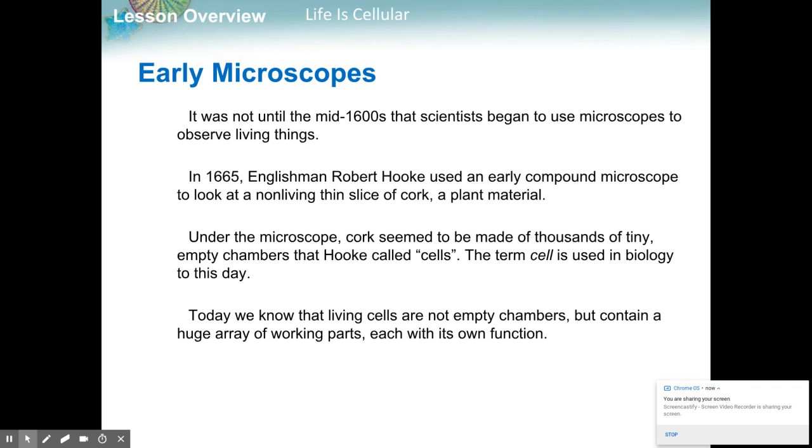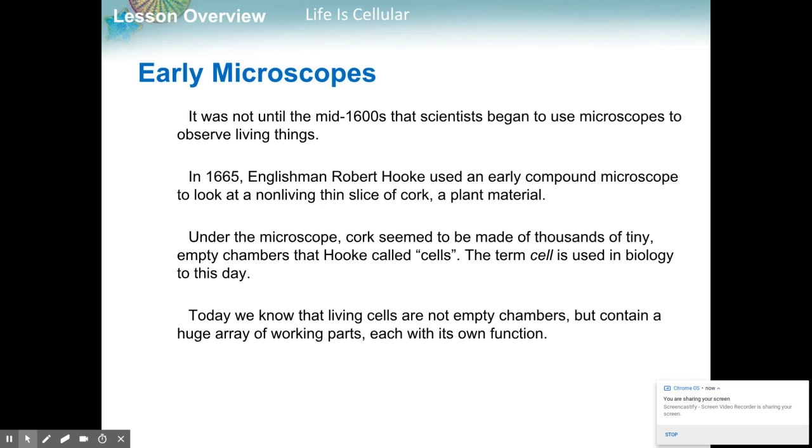Now, let's talk about microscopes first. Microscopes like we have here in the science lab are relatively modern microscopes. The first microscopes weren't made until the mid-1600s, and you were starting to be able to see very, very small things. Now, an Englishman named Robert Hooke used an early microscope to look at a thin slice of cork, a plant material. This is the same cork material that you can find on a bulletin board. Under the microscope, it seemed like cork was made of thousands of tiny empty chambers that Hooke actually called cells. Because of this, we use the term cell in science today.